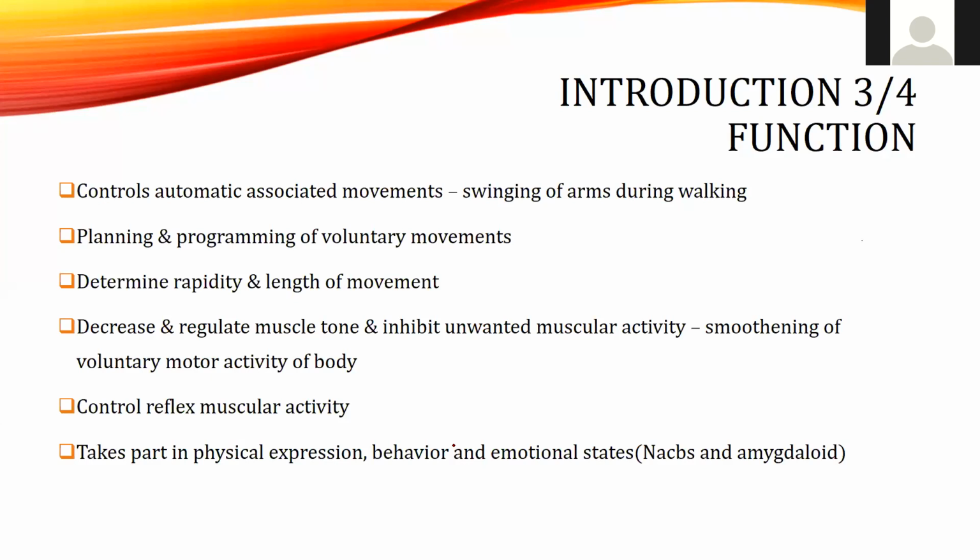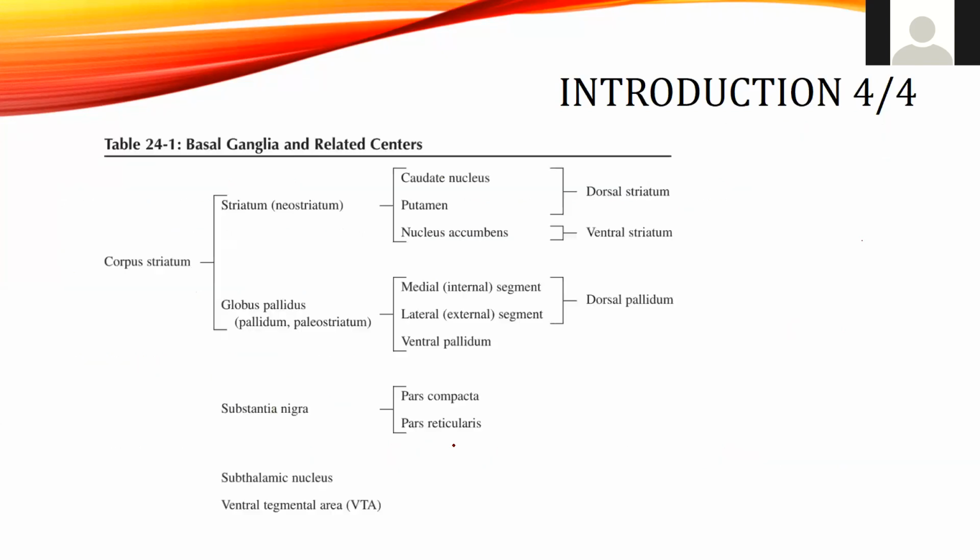They also take part in the physical expression of behavior and emotional states through their link with the nucleus accumbens, which is found just beneath the caudate nucleus, and which links the caudate nucleus with the striatum. This nucleus accumbens has a similar connection to the rest of the striatum and also links to the amygdaloid, thus providing an important link between the basal ganglia and the limbic system.